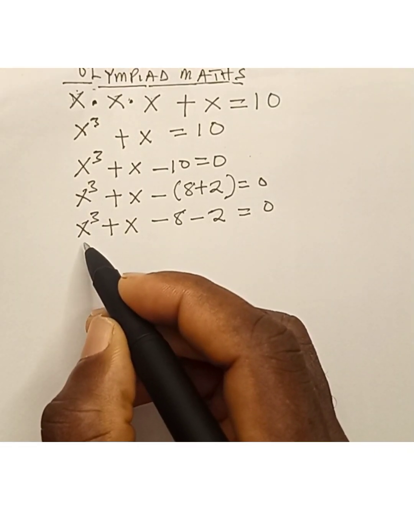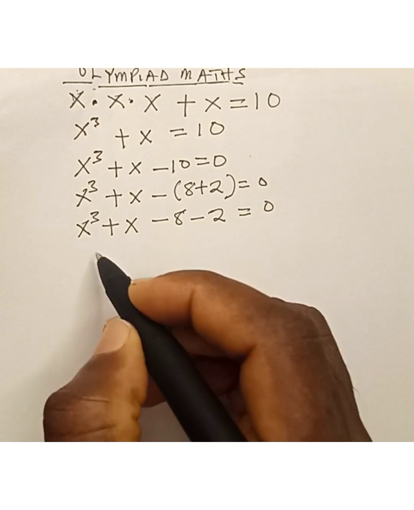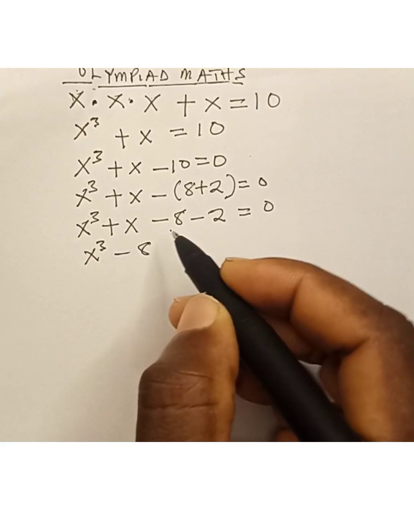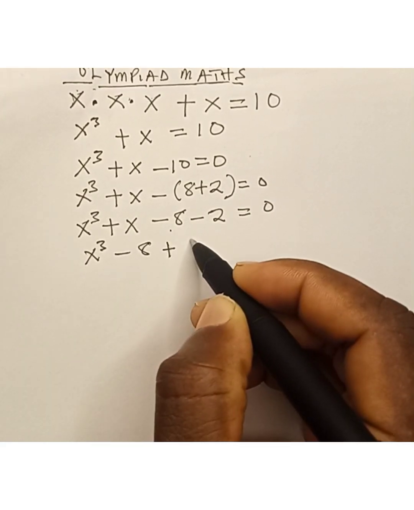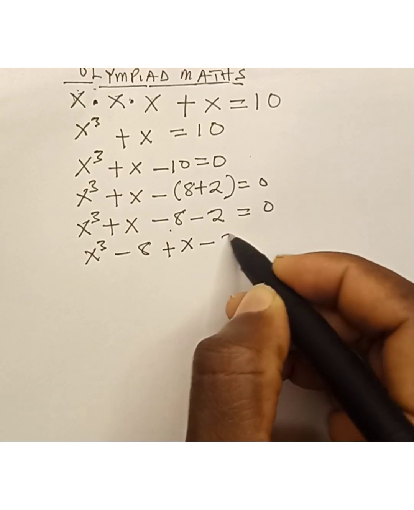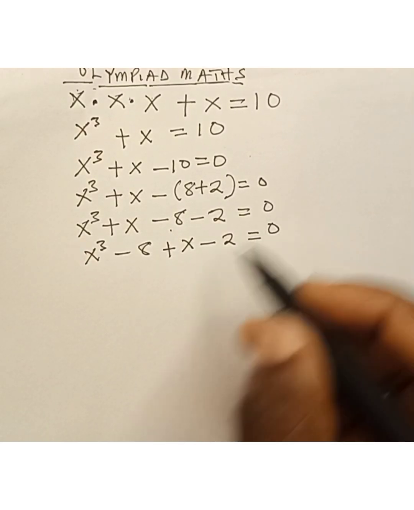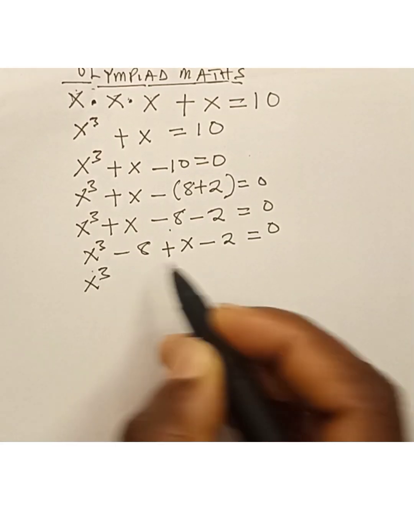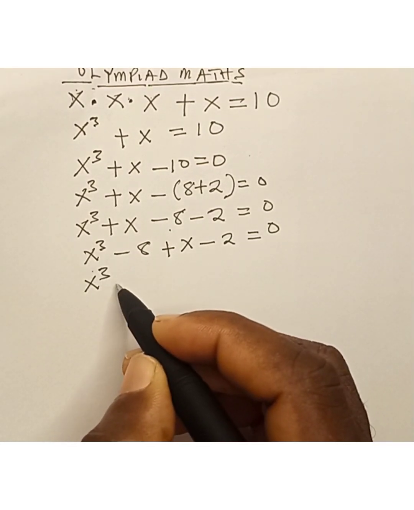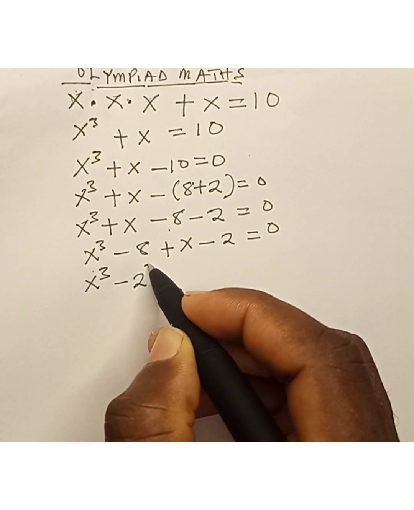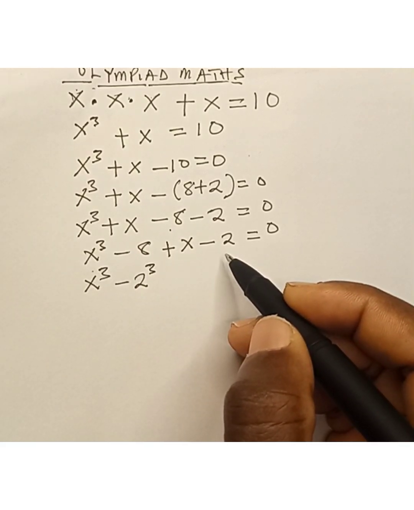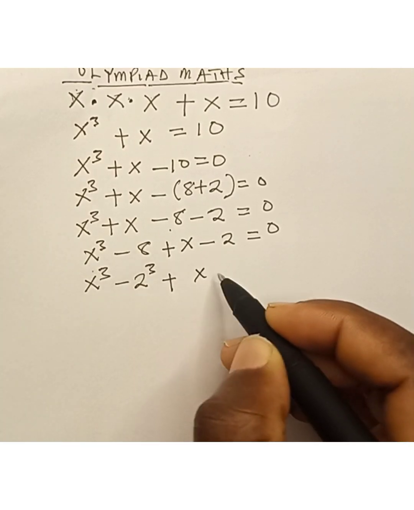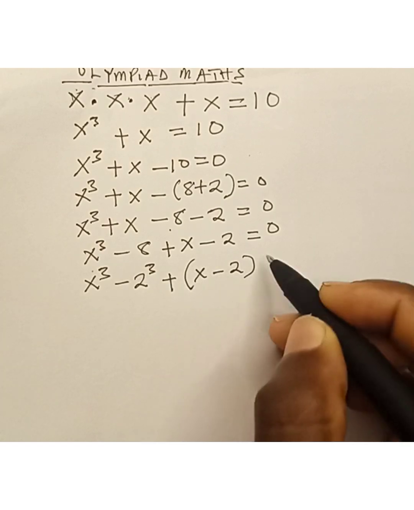So we can regroup this and write it as X raised to power 3 minus 8 plus X minus 2 equals to 0. So we can write this as X raised to power 3 minus 2 raised to power 3, which is 8, then plus X minus 2 equals to 0.